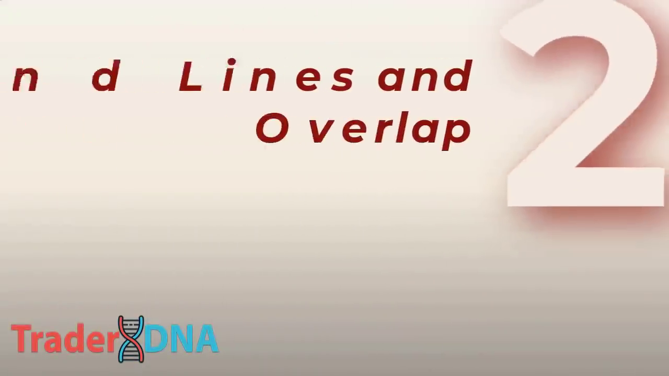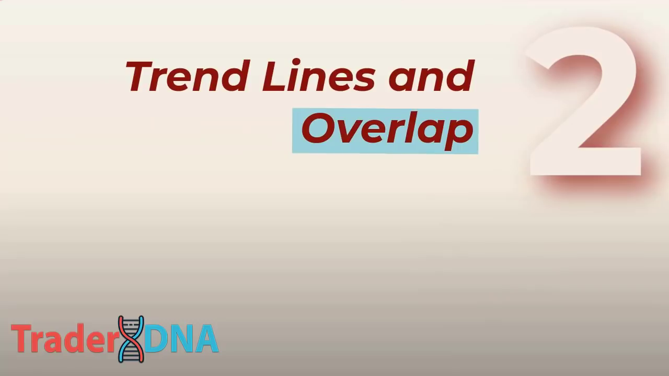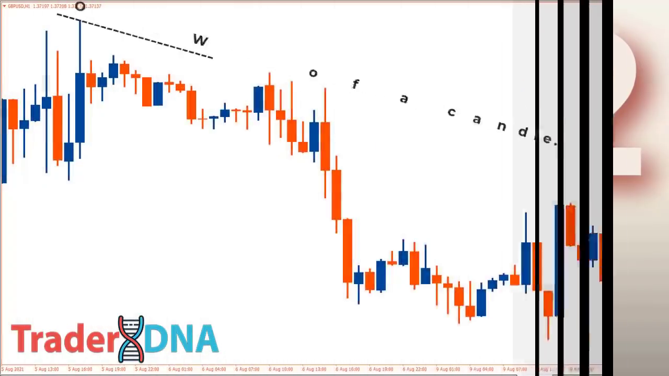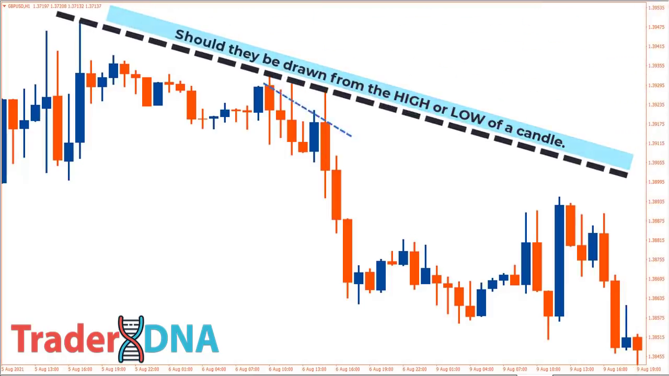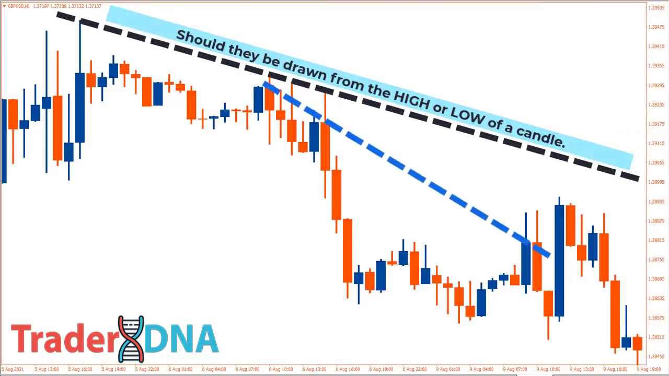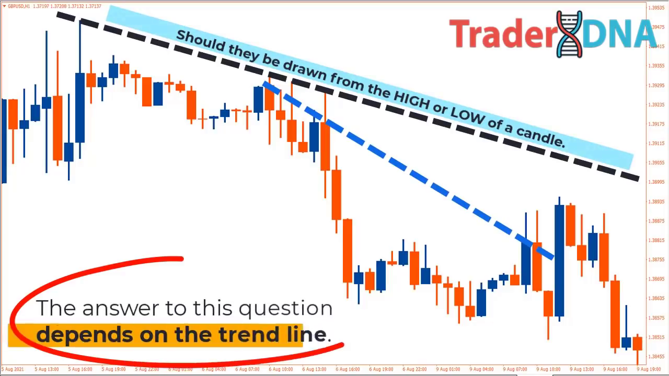Second, trend lines and overlap. One of the most common questions when it comes to drawing trend lines is, should they be drawn from the high or low of a candle or from the open or close of the candle? The answer to this question depends on the trend line.